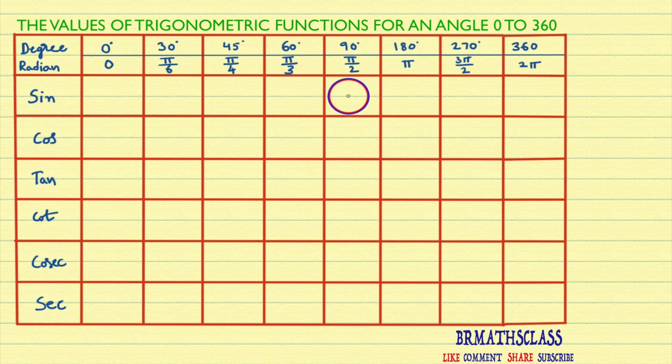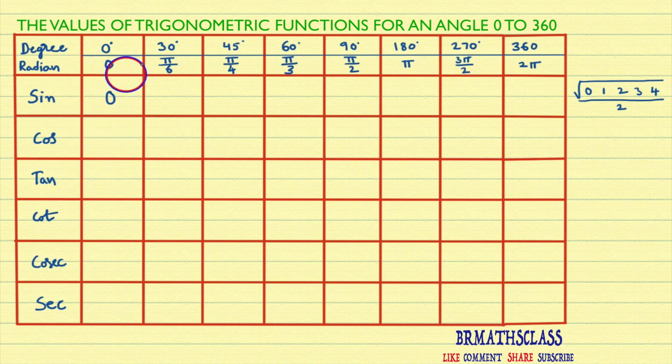If you want a trick, there is a trick also. What is the trick? This you remember: square root of 0, 1, 2, 3, 4, whole divided by 2. You just remember this one, so that we will get, first one, root 0. Root 0 is 0. 0 divided by 2 is 0.